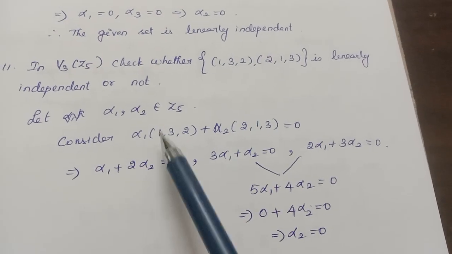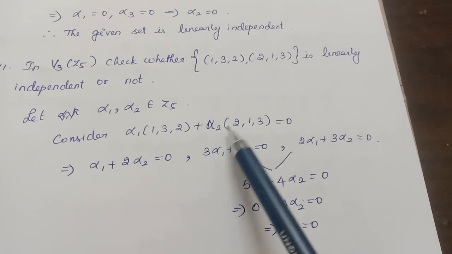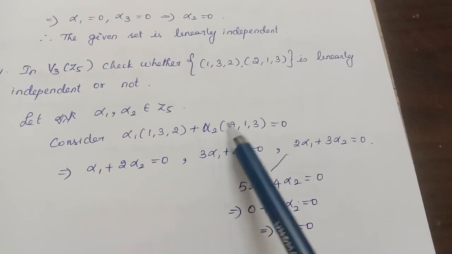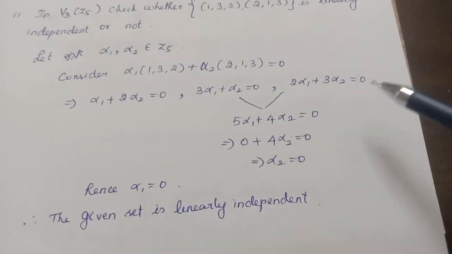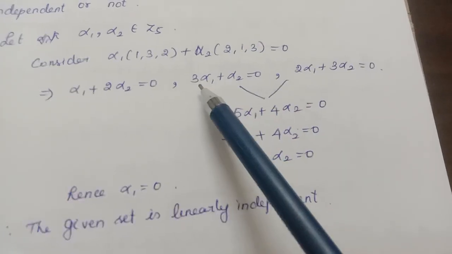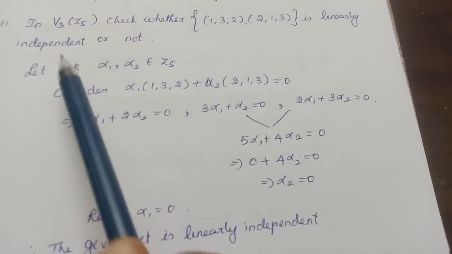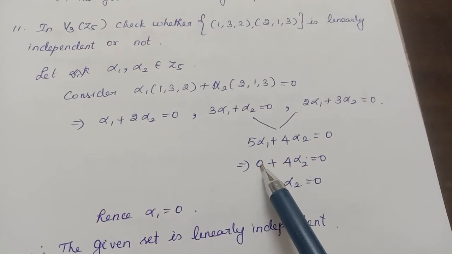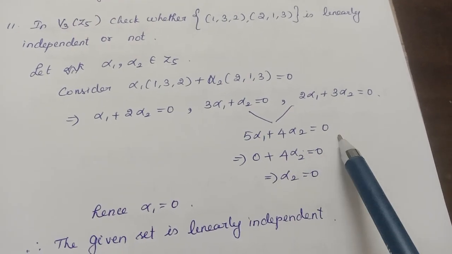Now let us check. Suppose the linear combination equals 0. What happens? Alpha 1 plus 2 alpha 2 equal to 0. Second, 3 alpha 1 plus alpha 2 equal to 0. Third one is 2 alpha 1 plus 3 alpha 2 equal to 0. Now let me take these two equations, because if I add these two equations, what do I get? 3 alpha 1 plus 2 alpha 1 equal to 5 alpha 1. But over Z5, 5 alpha 1 is simply 0, plus 4 alpha 2. Alpha 2 plus 3 alpha 2 becomes 4 alpha 2 equal to 0.